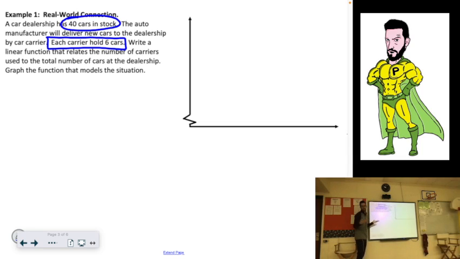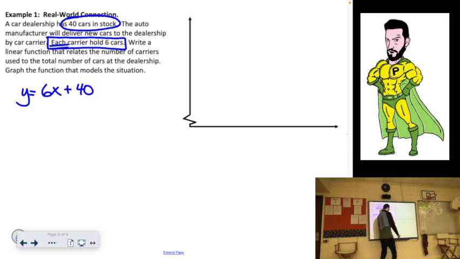We need to generate an equation. We're always going to use y and x for us. So like our slope, our rate of change is 6 because each or per, that means multiplication, right, holds 6. So let's say 6x plus our y-intercept, starting amount of cars, was 40 cars.